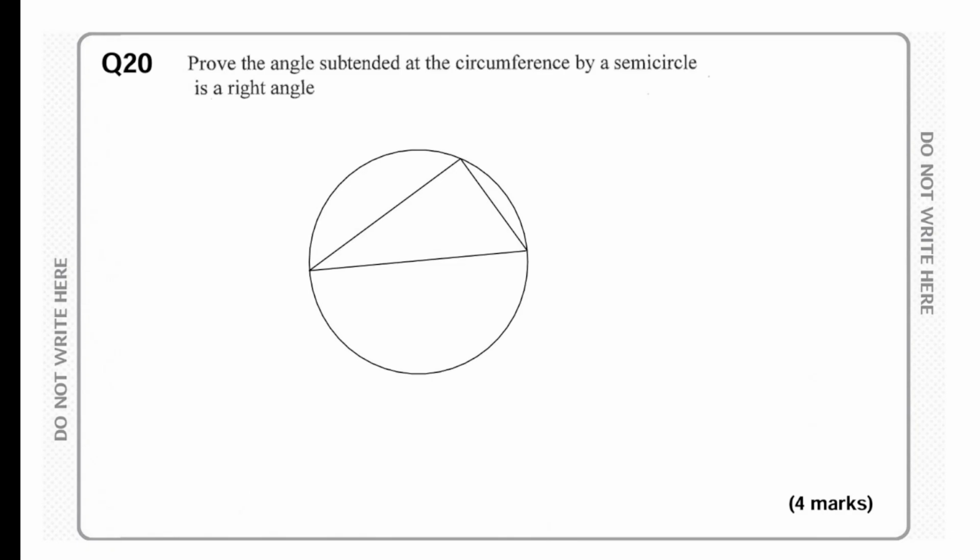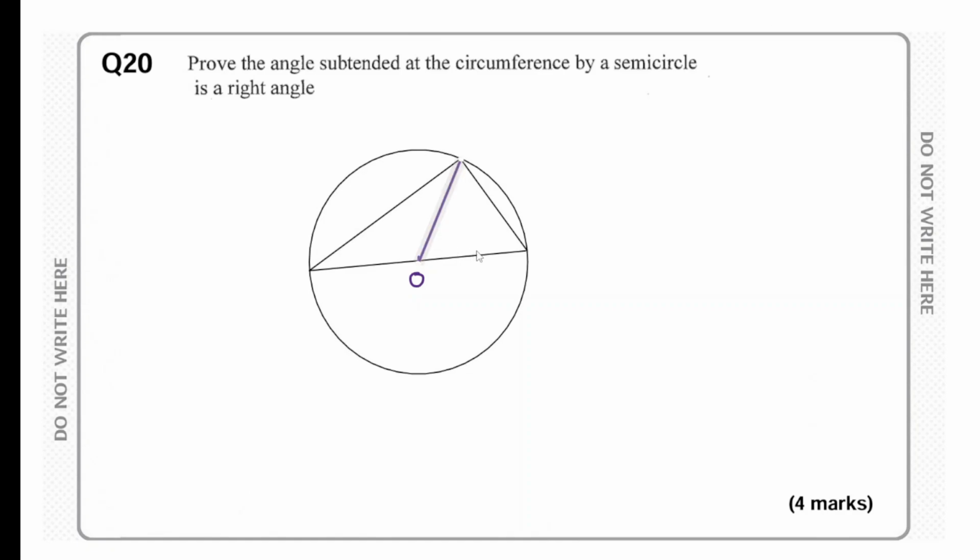Question number 20. Proof of circle theorems. Pause the video and try the question. Prove the angle subtended at the circumference by a semicircle is a right angle. So we need to mark the center O, and you need to connect this center to the point on the circumference.